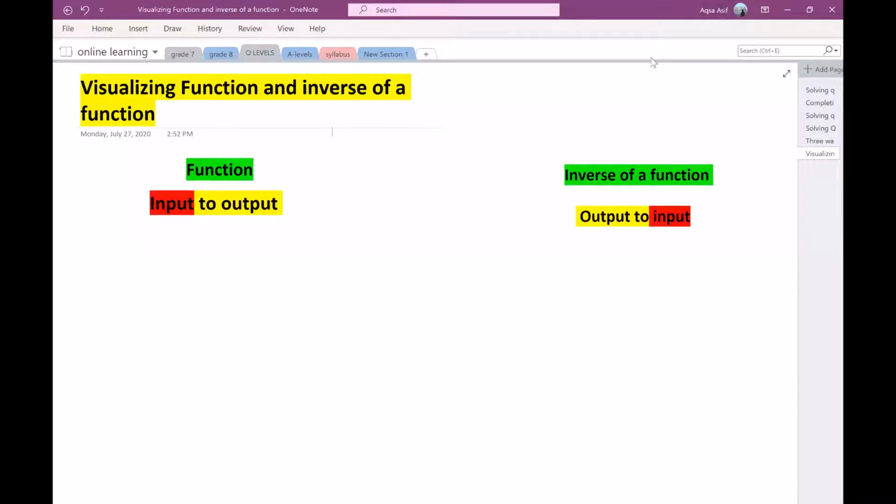Assalamu alaikum students. Today we're going to visualize functions, and then it will help us to understand inverse of a function. I'll be giving you a 4-step method by which you can find the inverse of a function.